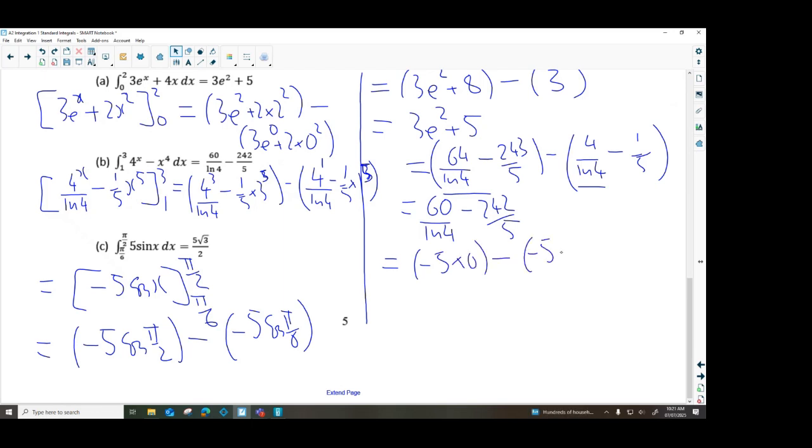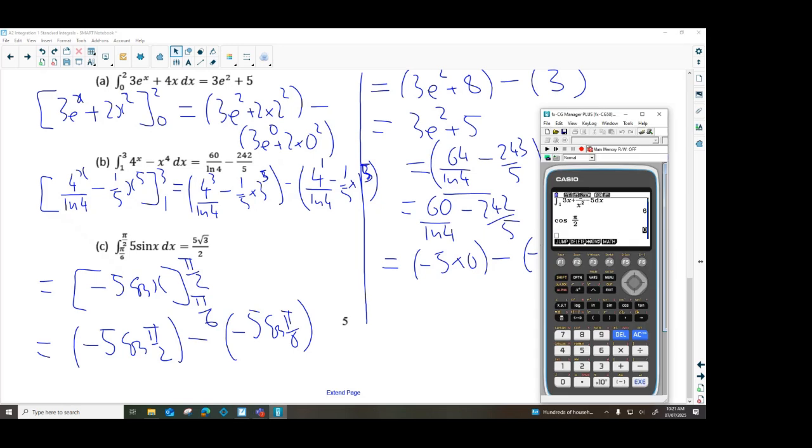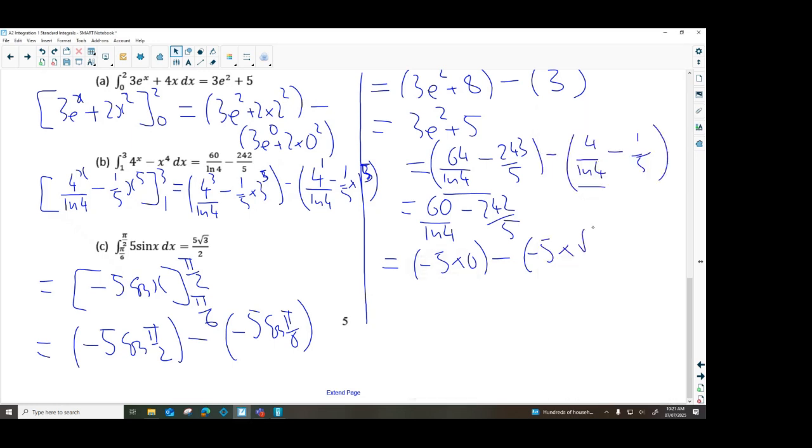Take away the second term is minus 5 times, if you do cos pi over 6, I'm just going to go back and delete that 2 and turn it into a 6. You get 5 root 3 over 2. Now, clearly, the first term is just a 0. A negative times a negative is a positive. So that is indeed 5 root 3 over 2, as was required.